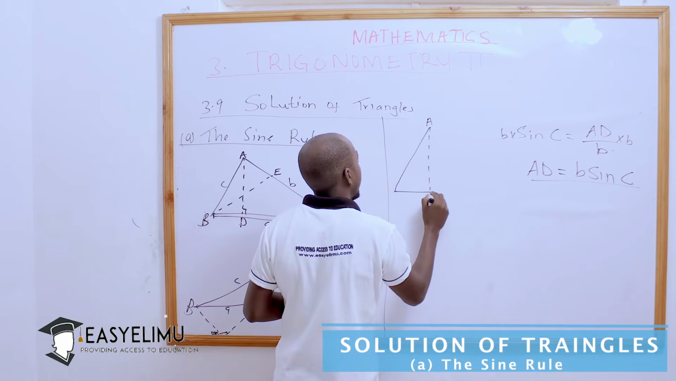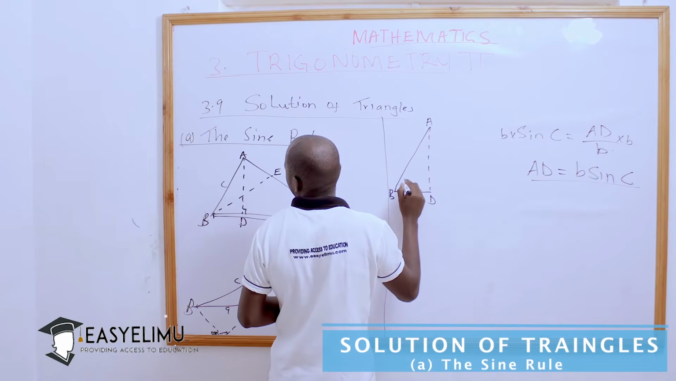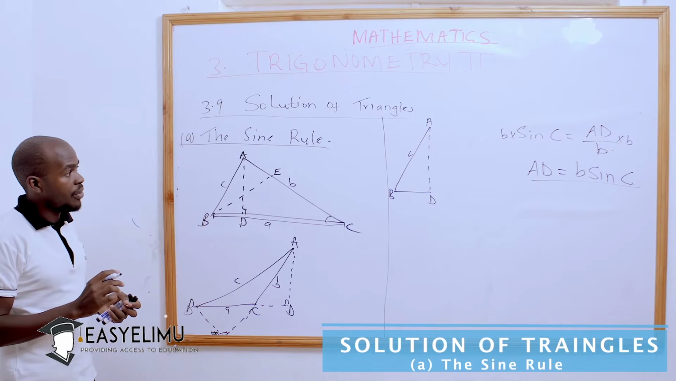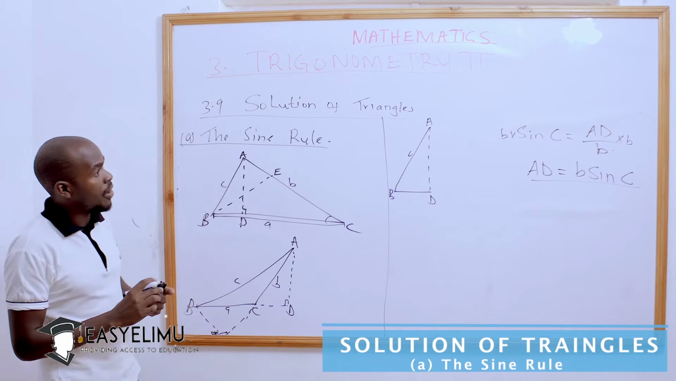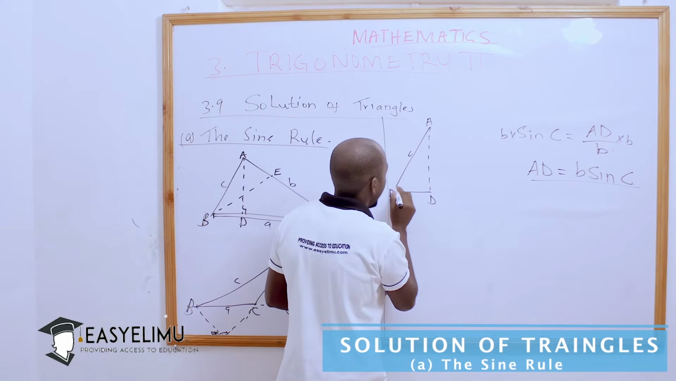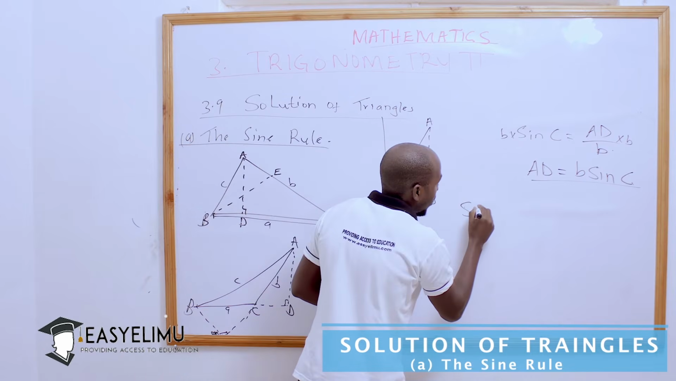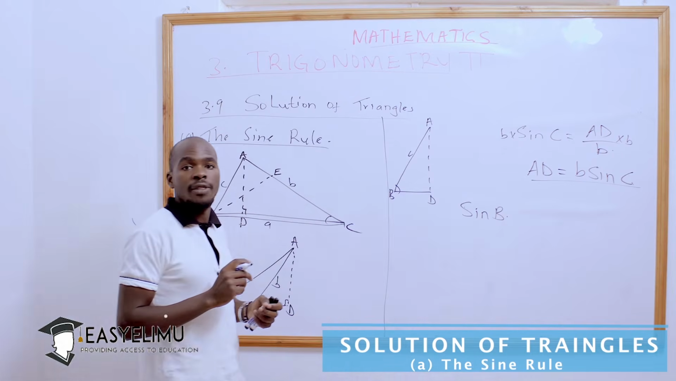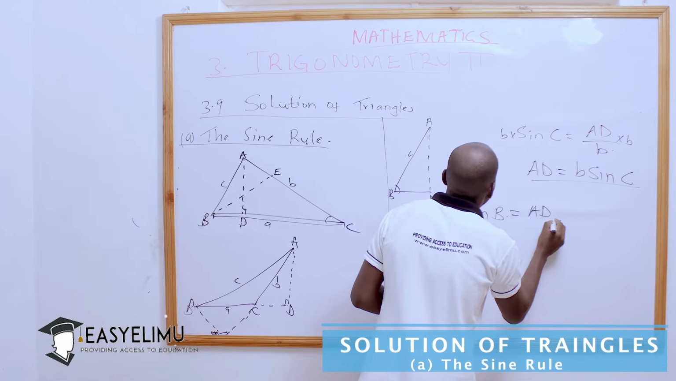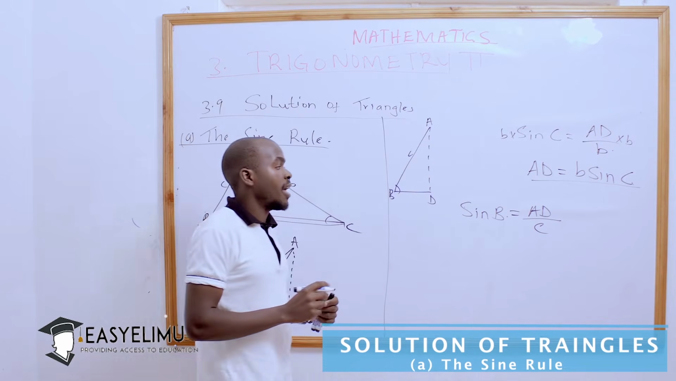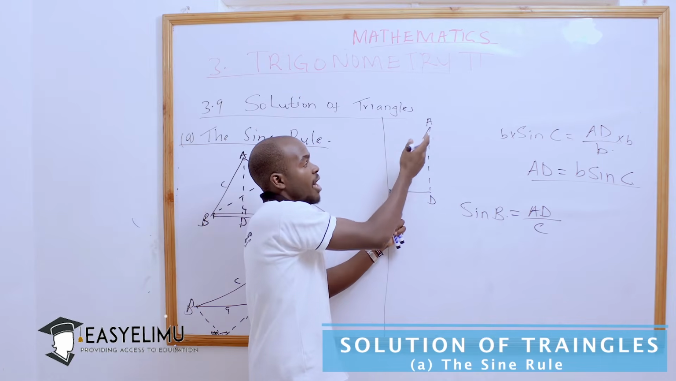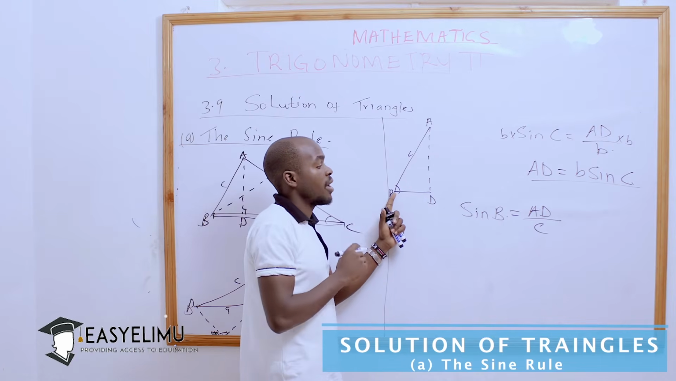this is A, D, B, and this is C. So we are going to get something like that, and we need to find line AD. If we now need to find that line AD, let's say angle B, the sine of that angle B is equivalent to line AD divided by C. That is the opposite of the angle, which is AD, divided by the hypotenuse of that angle, which is C.